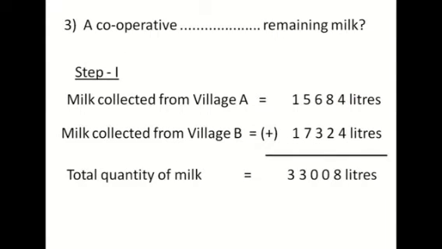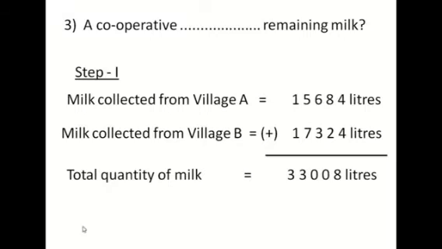Check the next question. A cooperative milk dairy collects 15,684 liters of milk from village A and 17,324 liters of milk from village B. If the cooperative dairy sells 20,263 liters of milk, find the quantity of remaining milk. So, here you have to find the total quantity of milk which the cooperative milk dairy collects from village A and village B. So, you have to add those two quantities.